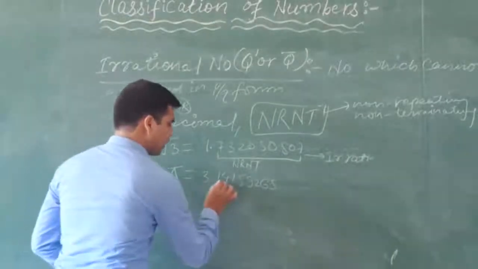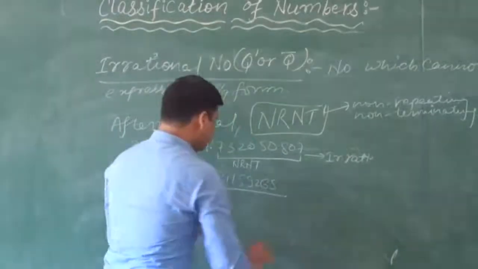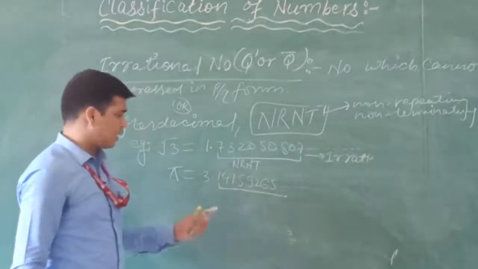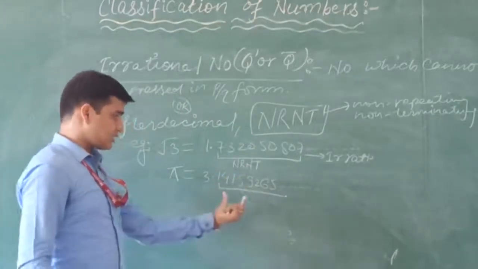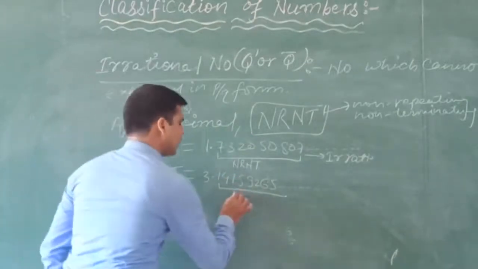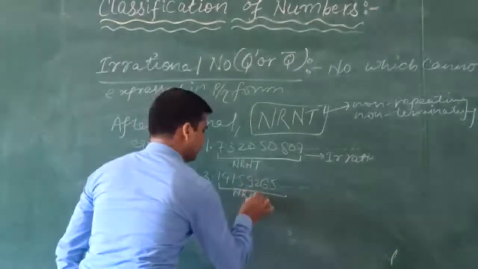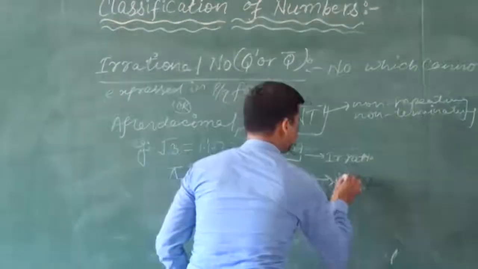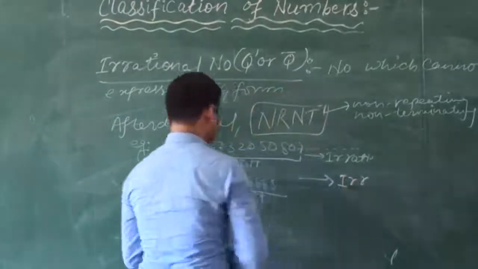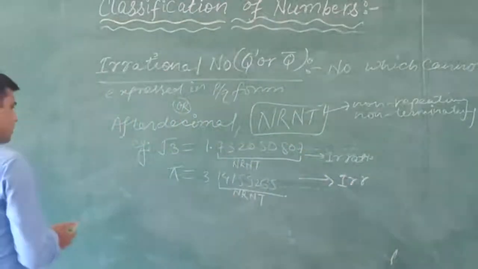After decimal, if you notice this one, you can say this is non-repeating. All numbers are different, and non-terminating. Yes, it is not going to terminate. So again it is the same, it is following this condition, NRNT. So we can say this is an irrational number. After decimal, NRNT, non-repeating, non-terminating.